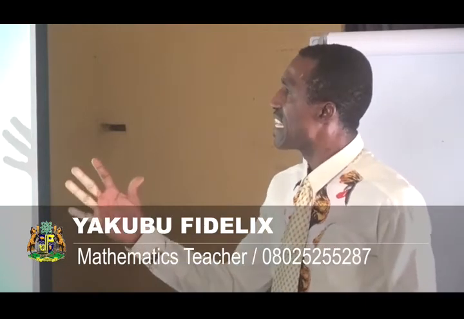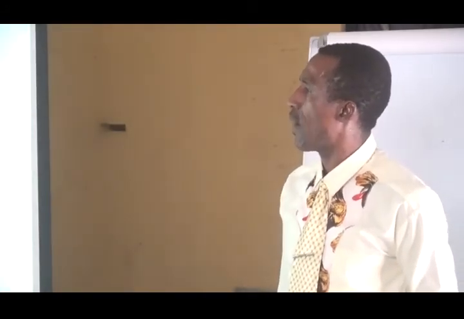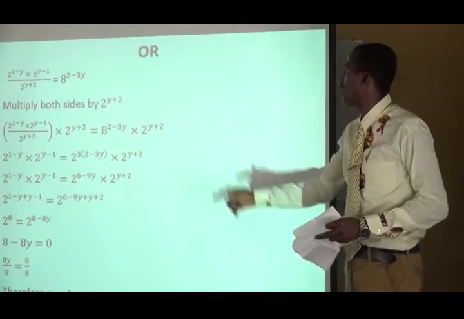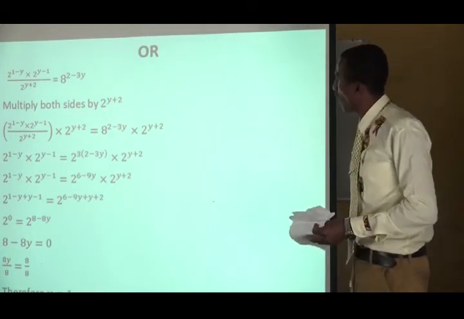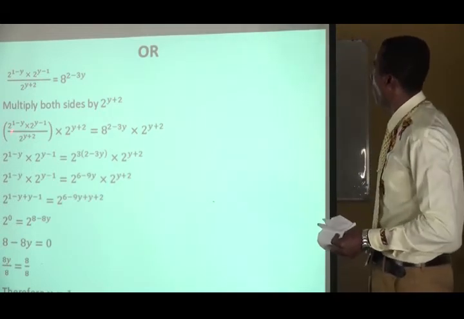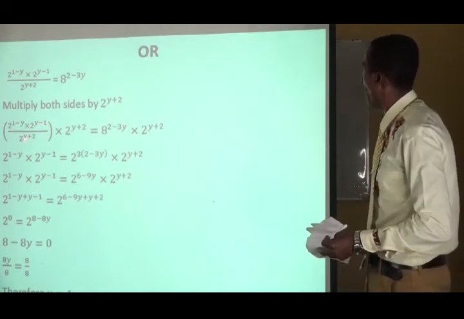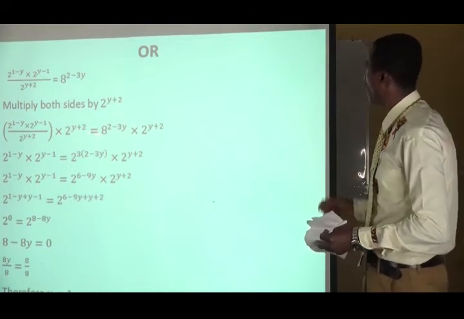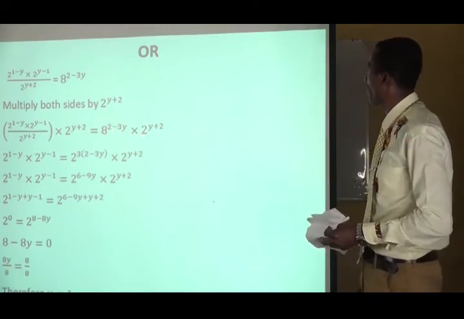There is a second technique in working this, which implies we are going to multiply both sides by 2 to the power of y plus 2 in order to eliminate the denominator 2 to the power of y plus 2, which is on the left-hand side. So by so doing, we are going to have bracket 2 to the power of 1 minus y times 2 to the power of y minus 1 all over 2 to the power of y plus 2 multiplied by 2 to the power of y plus 2 gives 8 to the power of 2 minus 3y, also multiplied by 2 to the power of y plus 2.